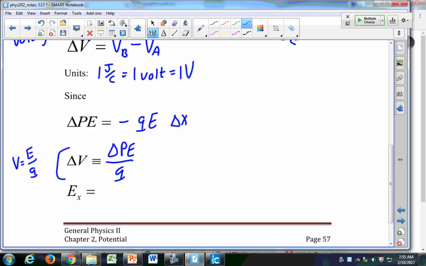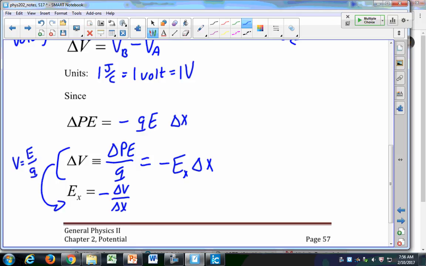And so we can combine these two, and I get that this is equal to negative E times delta X. And I'm going to say that E is in the X direction there, so it's in the same direction as the displacement. And so we get this expression that we'll see later, that EX is equal to negative delta V over delta X. That's solving this equation here for EX. We'll see this again later.